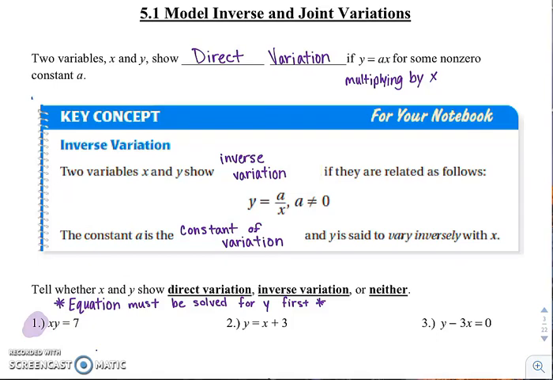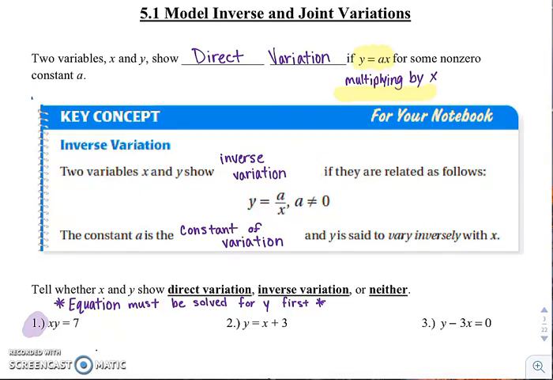So we can model two types of major variations between x and y. One of them is inverse and one of them is direct. So the two variables x and y show direct variation when your y value is increasing also as x is increasing. So what that means is you're actually multiplying by x when you have direct variation. The second type is inverse variation, which is below.